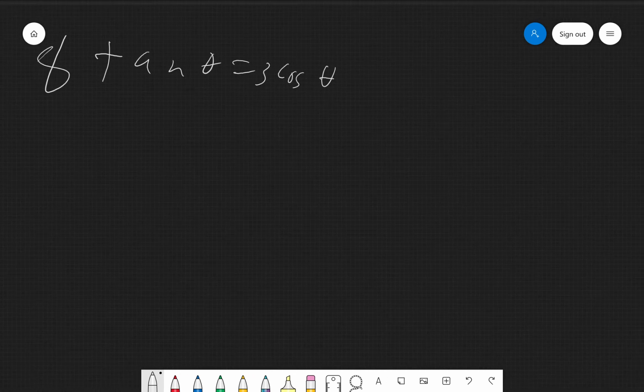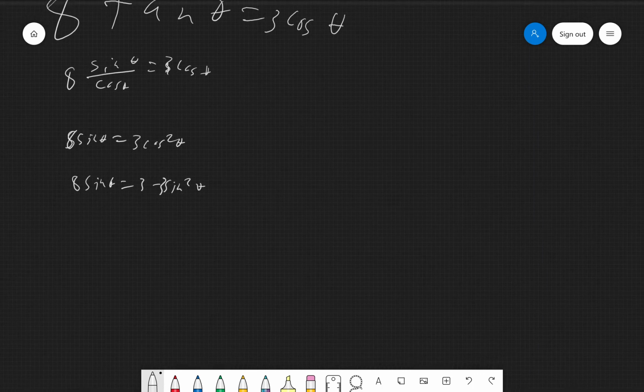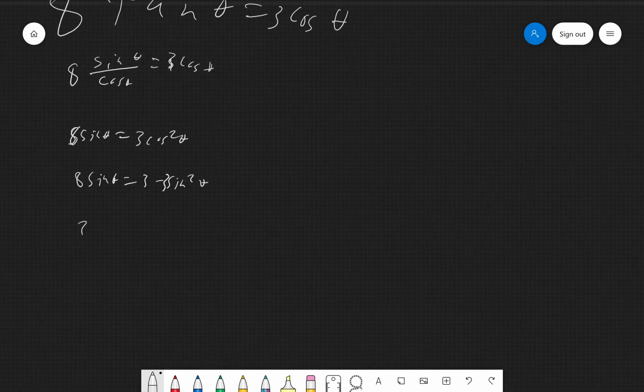Okay. Plug in sine and cosine. We're going to get 8 sine of theta over cosine theta equals 3 cosine theta. Multiply by cosine theta on both sides. We get 8 sine of theta equals 3 cosine squared of theta. Again, cosine squared of theta is 1 minus sine squared of theta. We're going to get 8 sine of theta equals 3 minus 3 sine squared theta. Add 3 sine squared theta minus 3 on both sides. We're going to get 3 sine squared of theta plus 8 sine of theta minus 3 equals 0.